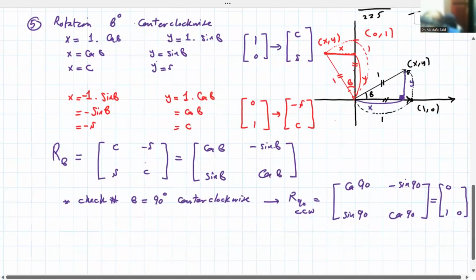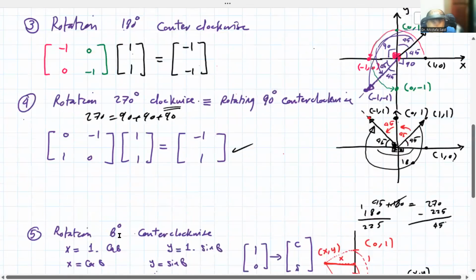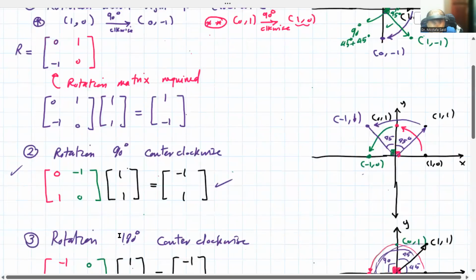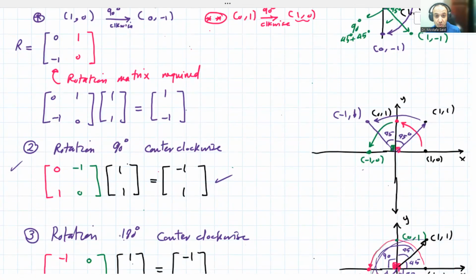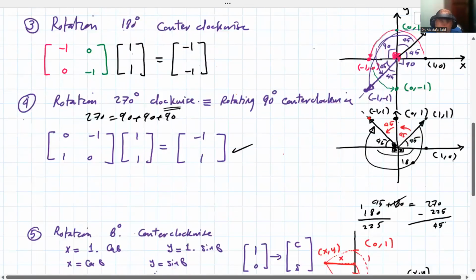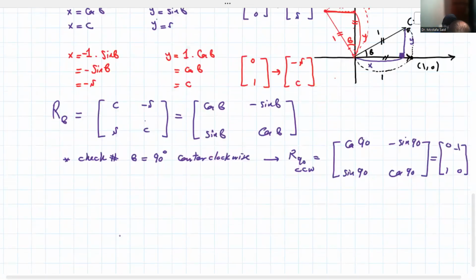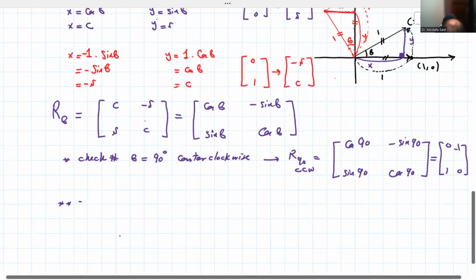Sine 90 is 1, so minus 1. 0 minus 1, 1, 0. So we are good. Okay, check number 2.